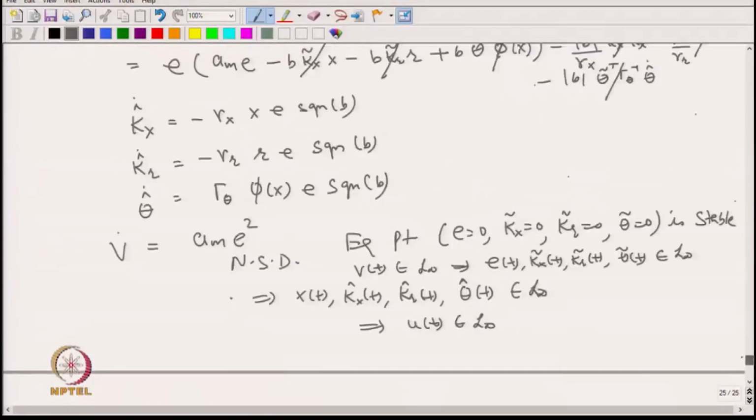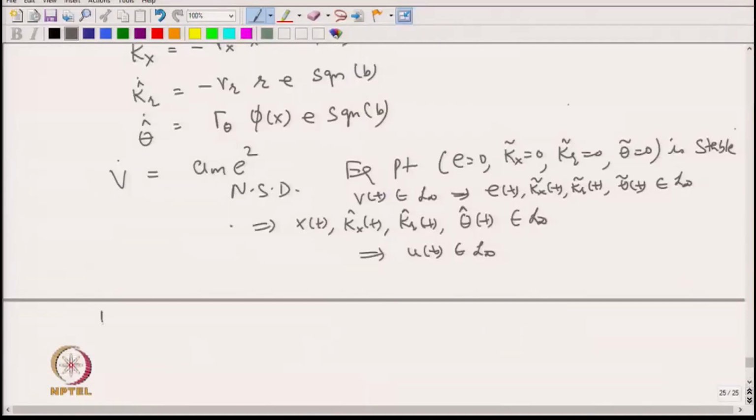And then similar to the previous case, we can also go ahead and use Barbalat's lemma. We can easily show, like previously, that e of t and e dot of t are bounded, and given that e of t is L2, Barbalat's lemma can be used to show that e of t goes to 0 as t goes to infinity.